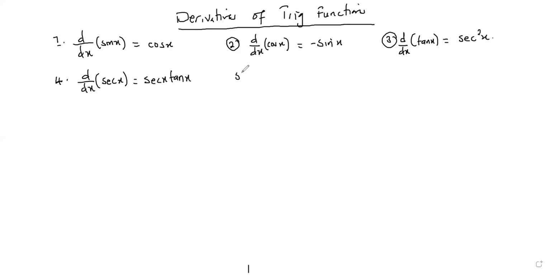And then the fifth one is the derivative of cosec x, which is negative cosec x cot x. These, they move like that. And the derivative of cot x is equal to negative cosec squared x.